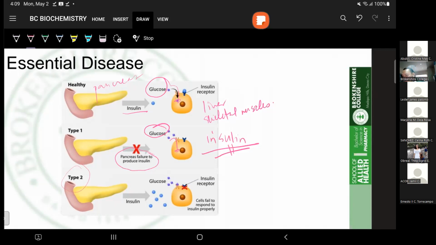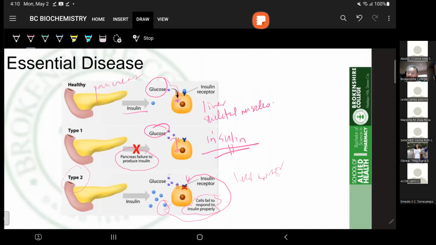The pancreas produces insulin, but the cell fails to respond to the insulin properly. The receptor of the cell doesn't recognize insulin, so less sugar gets stored. Therefore there is still a high level of glucose in our system, in our blood. Again, the receptor of the cell where the sugar is stored doesn't recognize insulin.